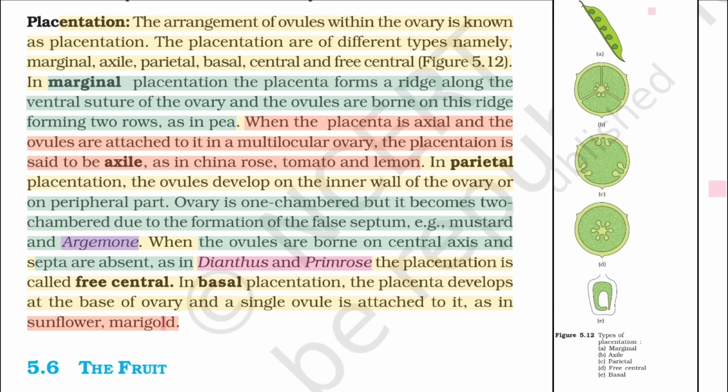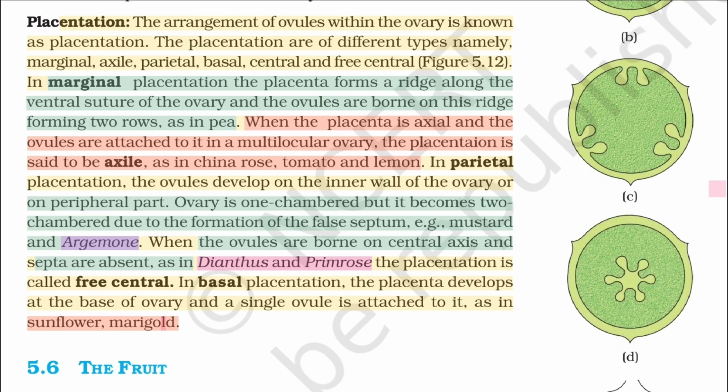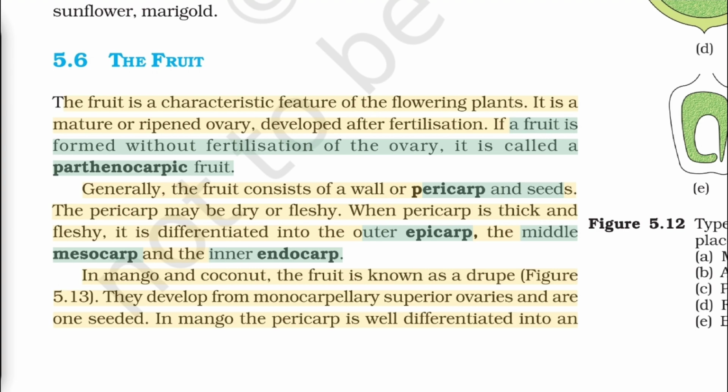When the ovules are borne on central axis and septa are absent, as in dianthus and primrose, the placentation is called free central. In basal placentation, the placenta develops at the base of ovary and a single ovule is attached to it, as in sunflower, marigold. 5.6. The fruit. The fruit is a characteristic feature of the flowering plants. It is a mature or ripened ovary, developed after fertilization.